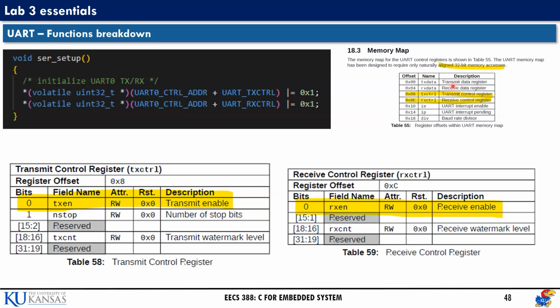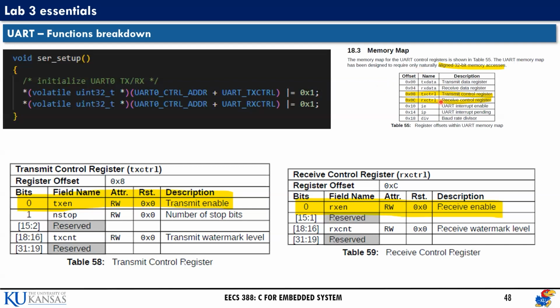As you can see here in table 18.3, table 55, we have a different set of registers. For example, TXDATA, RXDATA, TXCTRL, and RXCTRL, that basically help us to transmit and control the data whenever we use the UARTs, right? And each register is 32 bits here.